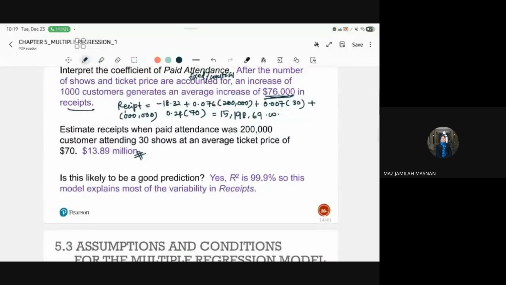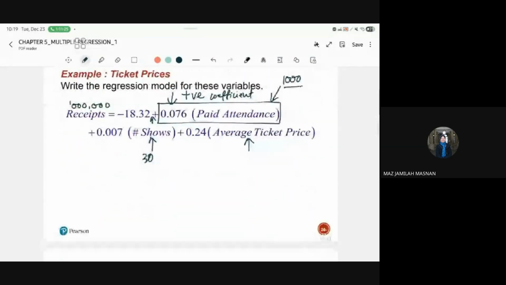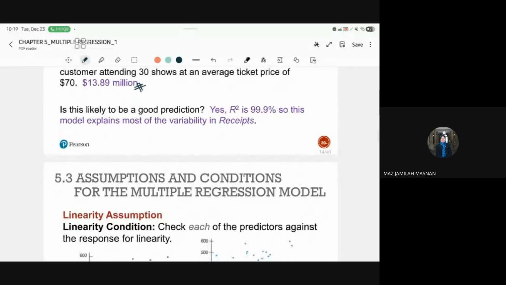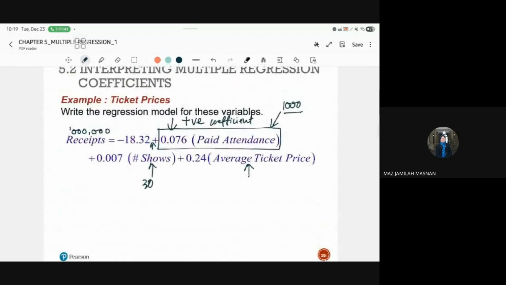Why is that so? Is it a good prediction? Yes, based on the R squared. Yes, it is a good prediction, since it shows that 99.9% is explained by this particular model. Okay, do you have any questions here, class?